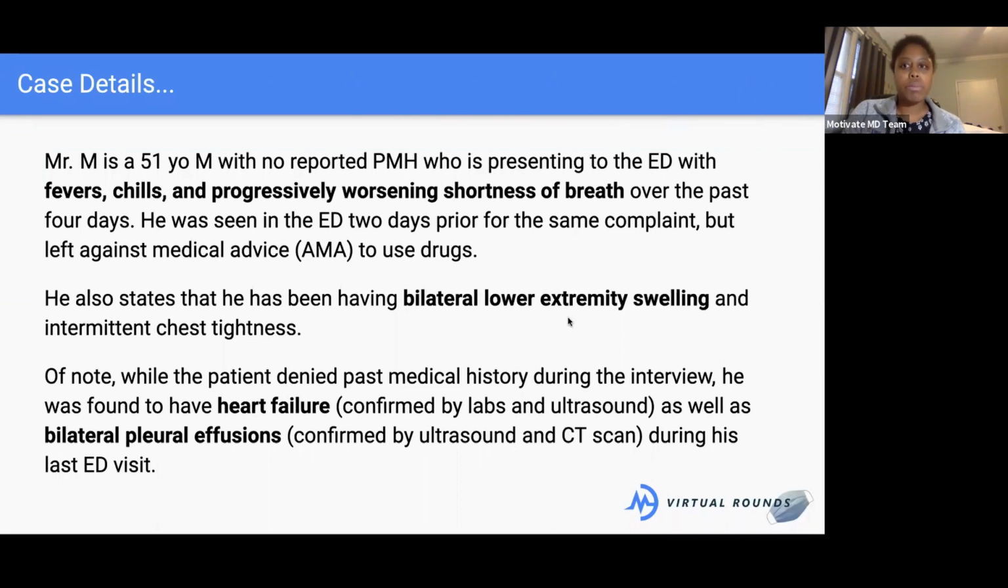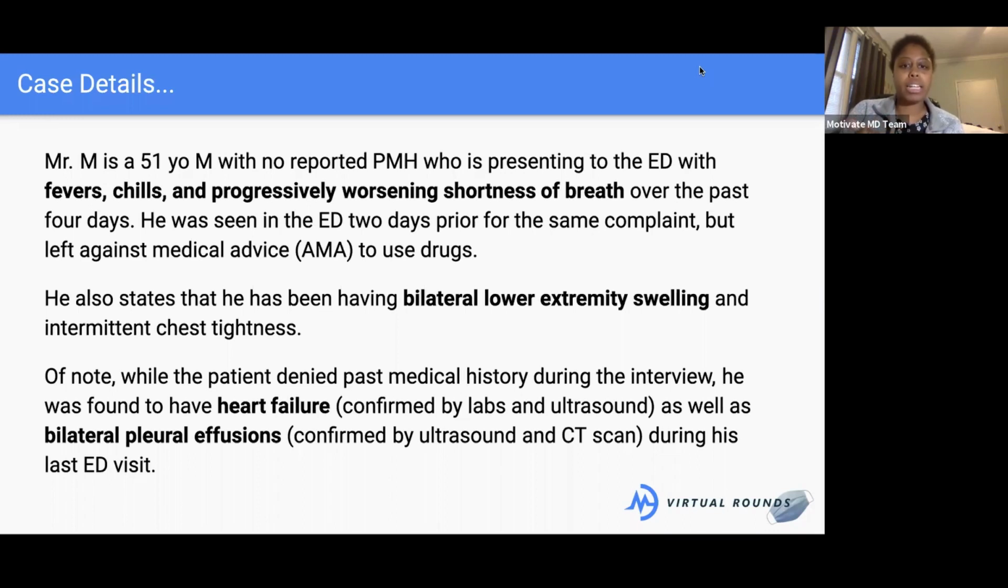Of note, he was seen in the emergency department 2 days prior for the same complaint, but he ended up leaving against medical advice to use drugs. He also stated that he was having bilateral lower extremity swelling and intermittent chest tightness.